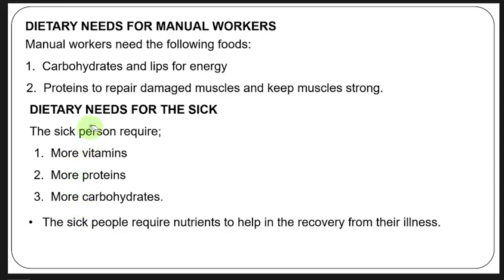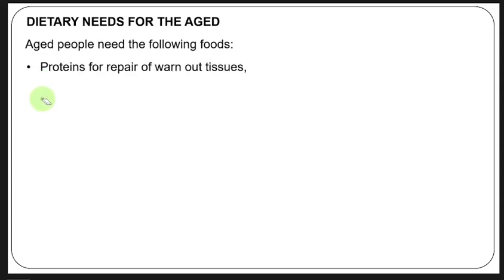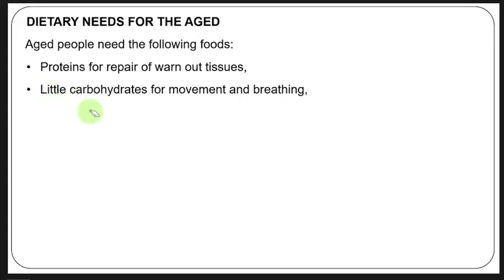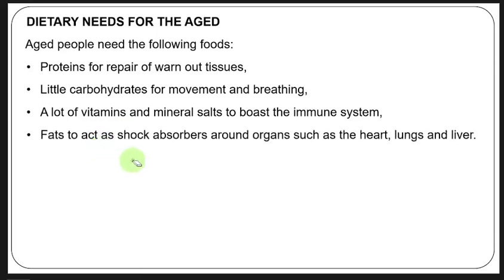Now let's look at the dietary needs for aged people. Aged people need the following foods: proteins for repair of worn out tissues, then little carbohydrates for movement and breathing, then a lot of vitamins and mineral salts to boost the immune system, and then fats to act as shock absorbers around organs such as the heart, lungs, and the liver.